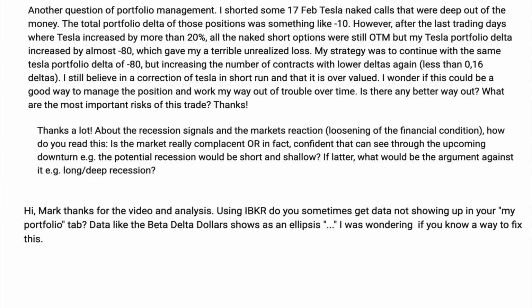I still believe in a correction of Tesla in the short run, and that it is overvalued. I wonder if this could be a good way to manage the position, work my way out of trouble over time. Is there a better way out? What are the most important risks of this trade? That is a terrible idea to do.